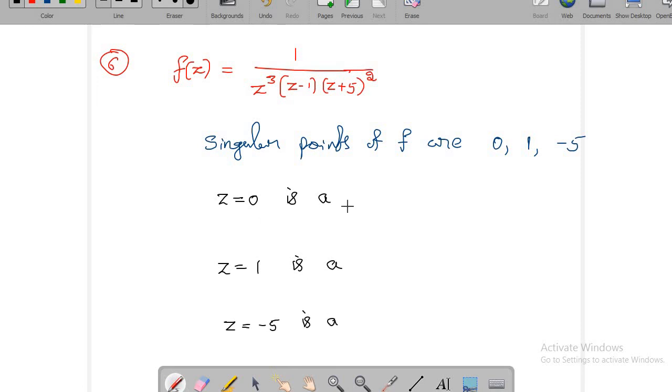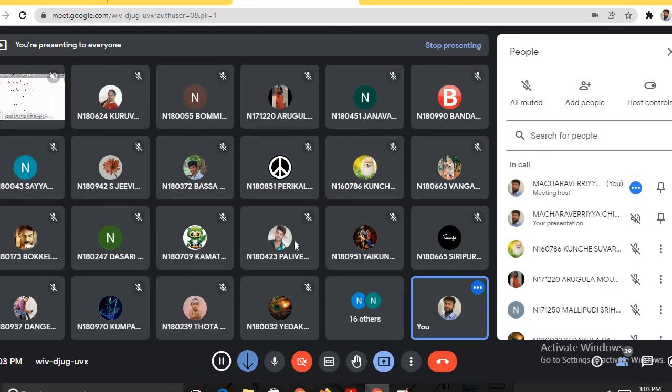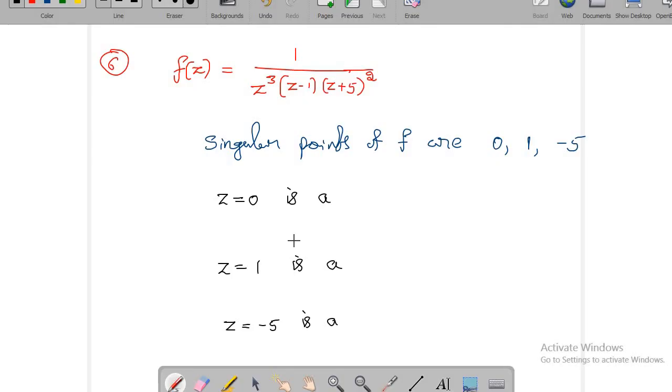So how about z equal to 0? Is it removable singularity or pole or essential singularity? You can use the limit definition. When you multiply with z cube and take the limit at 0, that exists. But when you multiply with z square and take the limit, it doesn't exist. So therefore, it is going to be a pole of order 3. Z equal to 0 is a pole of order 3.